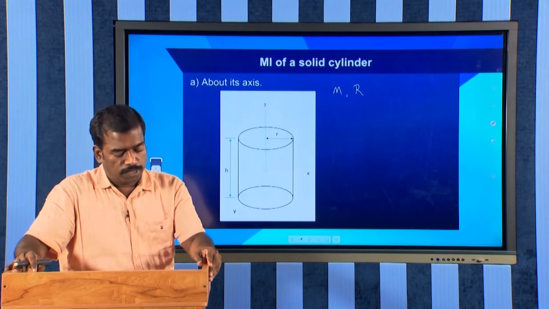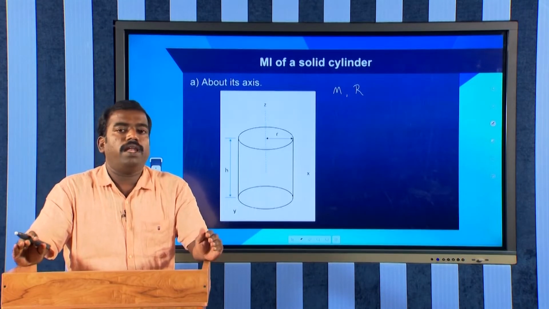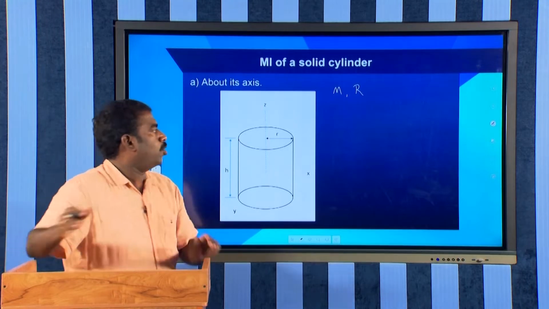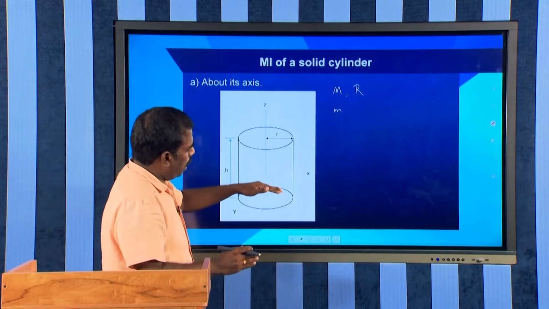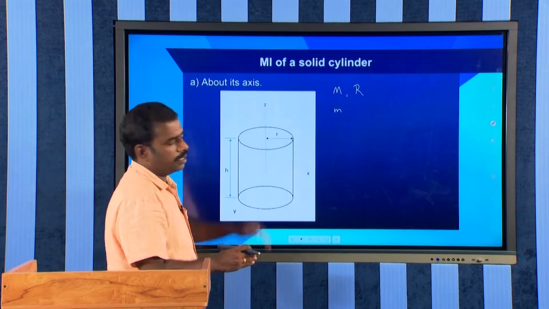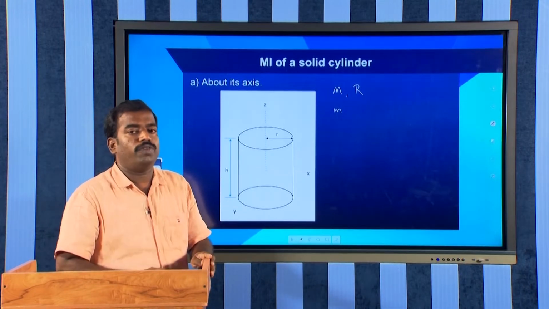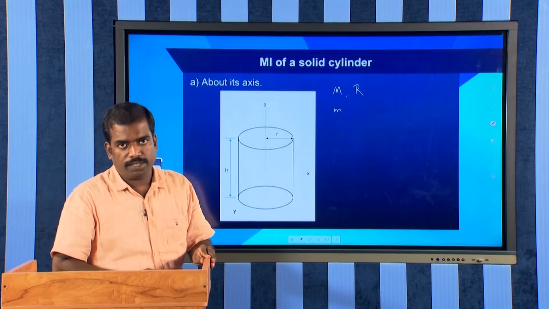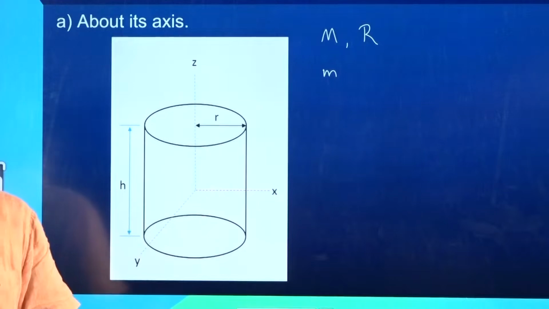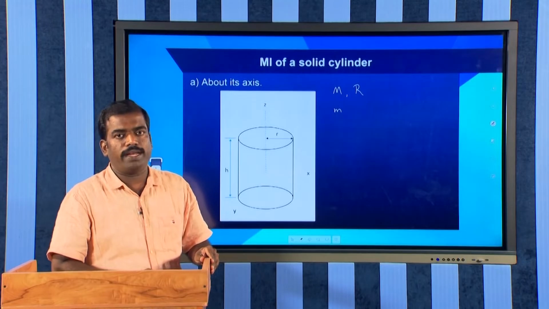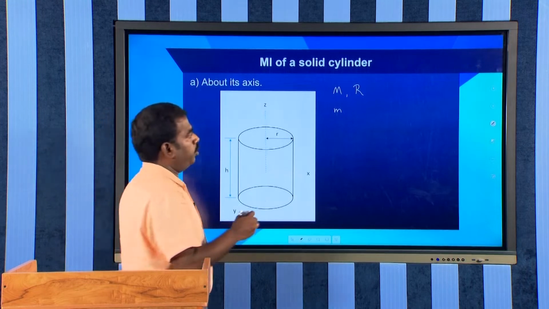Here also we imagine that the cylinder is made up of a large number of circular discs of mass small m. The moment of inertia of the cylinder is the sum of the moments of inertia of all such discs. We have learned that the moment of inertia of a circular disc about an axis perpendicular to its plane and through the center of mass is m r square by 2.